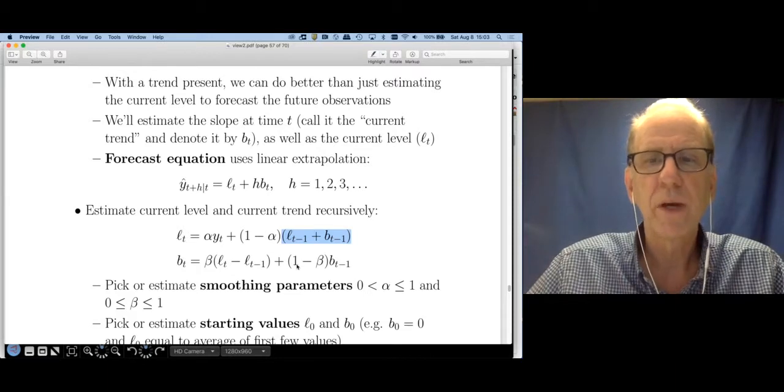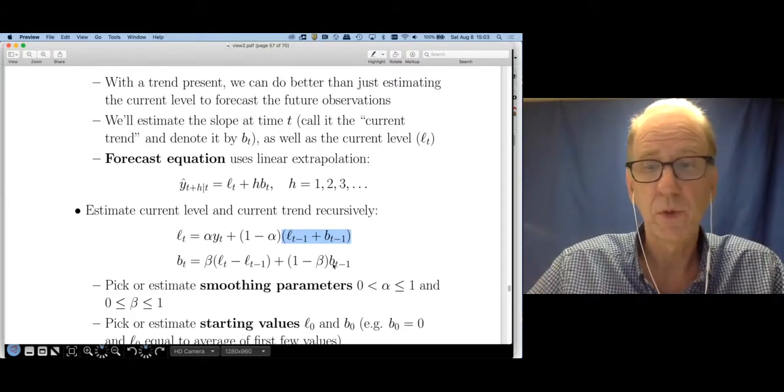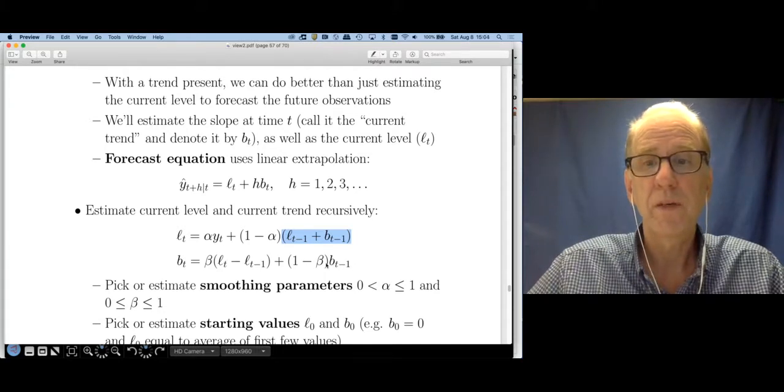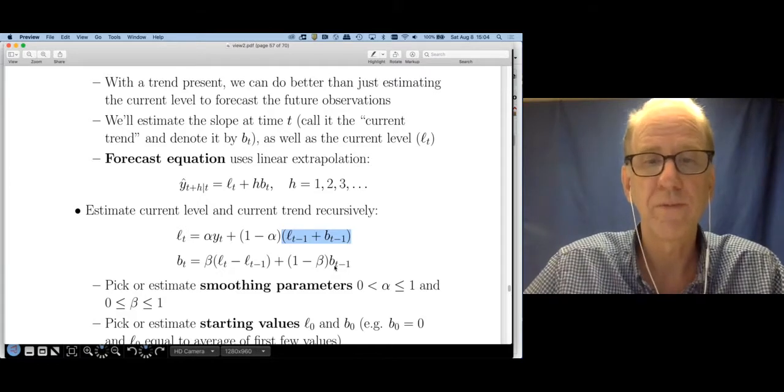Then we're going to give weight 1 minus beta to the previous value of the slope. And so in essence, what we're doing is forming a geometric series where we give less and less weight to previous slope values.